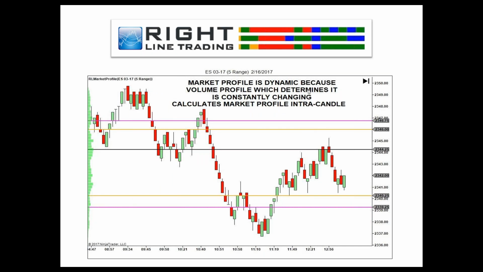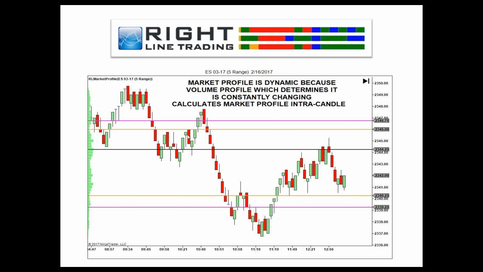Okay. Now, in addition, you know that the value area high, value area low, and point of control are constantly changing. What's extremely powerful about this particular indicator is that it changes these areas intra-candle. Every single time this profile or set of histogram bars changes, the VAL and point of control change with them.